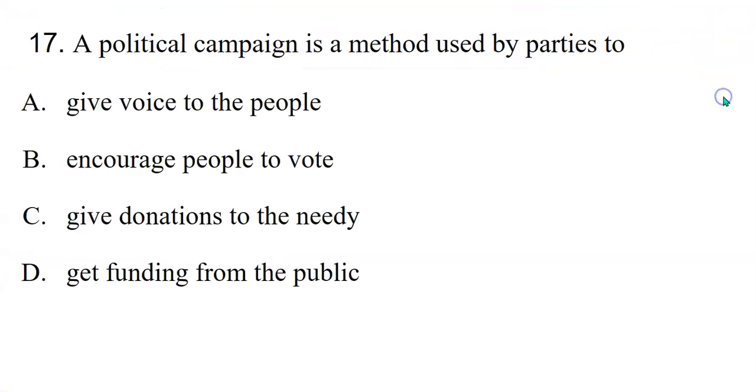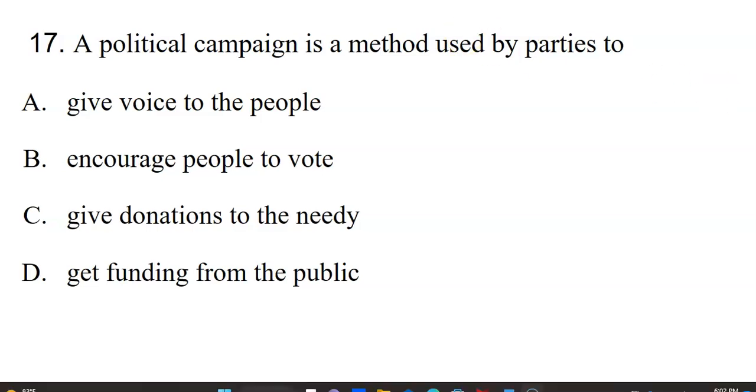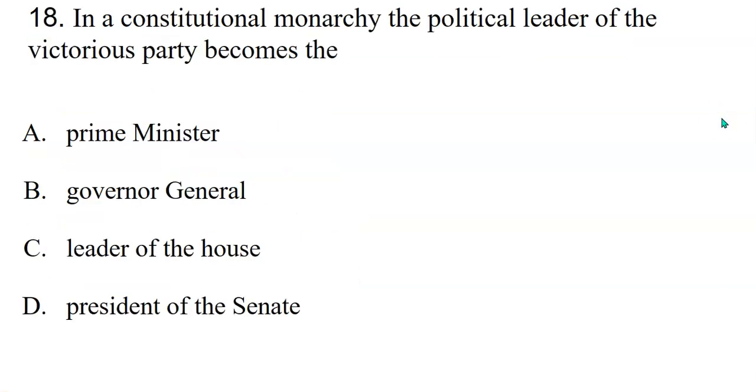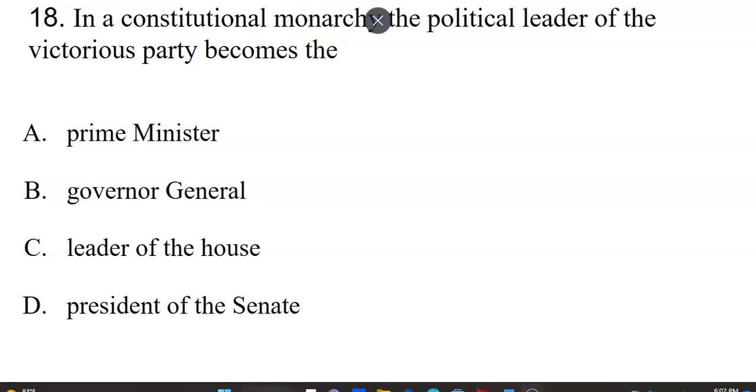Question 17. A political campaign is a method used by parties to, and the answer to question 17 is, what do you think the answer is? Letter D, to encourage people to vote. Question 18. In a constitutional monarchy, the political leader of the victorious party becomes the letter A, the prime minister.